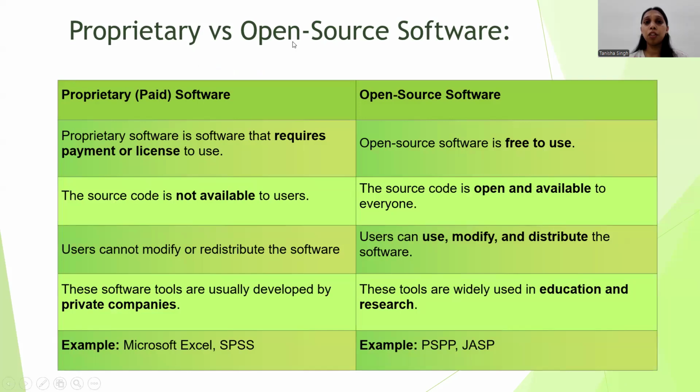Proprietary versus open source software. So, proprietary paid software. Proprietary software is software that requires payment or a license to use, which means we have to pay before using all the features or any kind of features if we want to use. The source code is not available to the user until and unless you pay. The user cannot modify or redistribute the software.